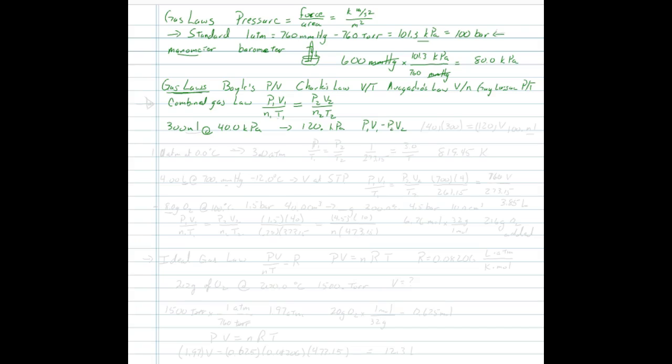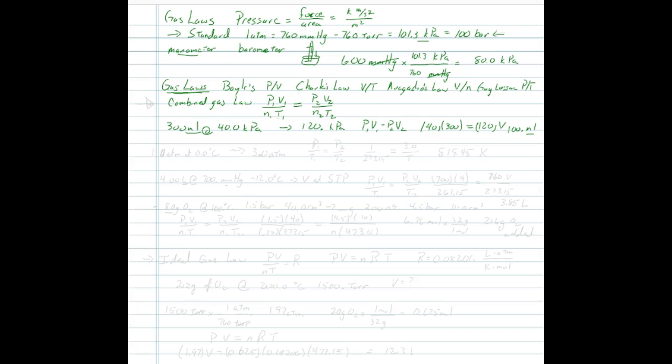Plug numbers in. The first pressure is 40. The first volume is 300 milliliters. It doesn't matter what the units are. The units will just carry over. The second pressure is 120. And the volume is what you're trying to find out. Do the math. Volume turns out to be 100 milliliters. Whatever the volume was over here will be the volume label over there.